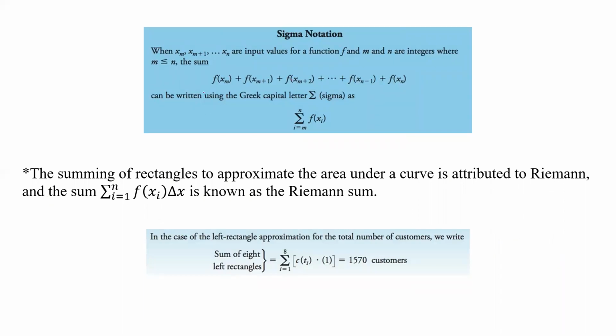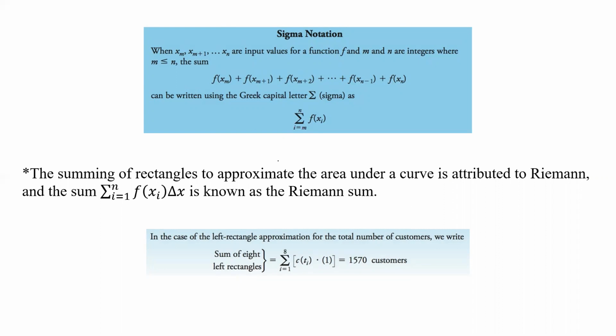And instead of writing it out longhand like that, we're going to use this format here. And we're going to use the Greek capital letter sigma. And we're going to say sigma, the sum of all the f of x sub i's from i equals m all the way to i equals n. So we're going from m to n.